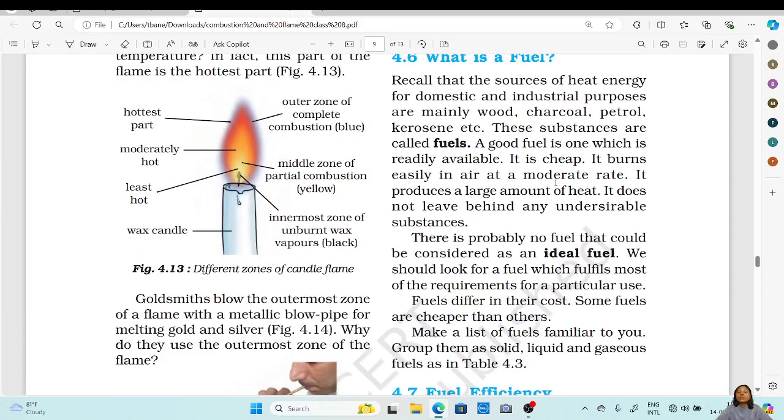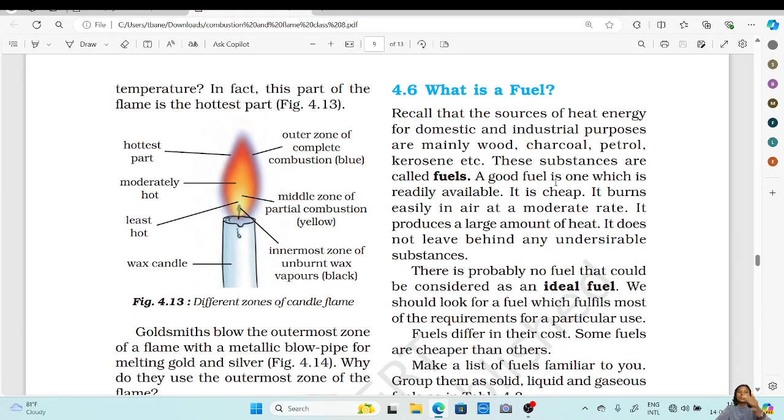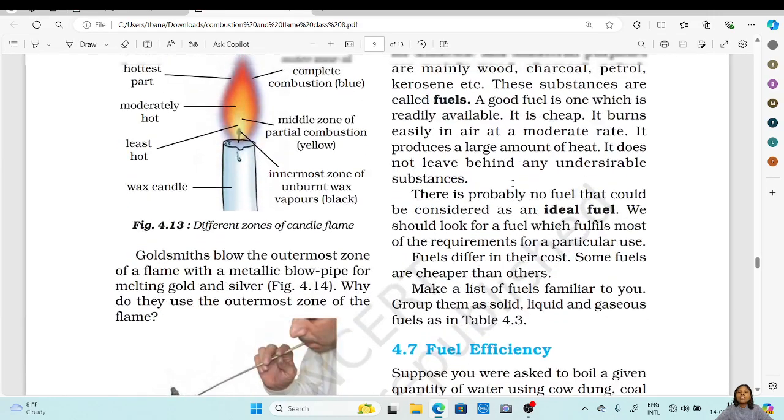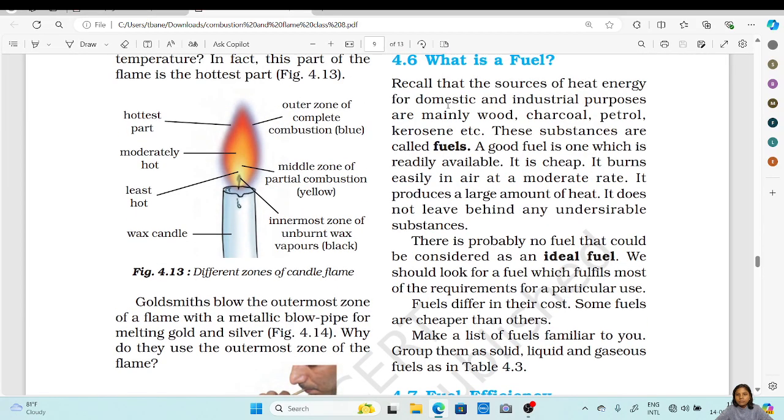Now, what is a fuel? So, in the beginning, we spoke about fuel and we said that any substance that undergoes combustion is known as the fuel, or it is known to be combustible. Now, recall that the sources of heat energy for domestic and industrial purposes are mainly wood, charcoal, petrol, kerosene, etc. These substances are called fuels. So here they have named some domestic and industrial purpose fuels. That is, mainly we have wood, charcoal, petrol, and kerosene. This we use in our day-to-day life also. These substances are called fuel.